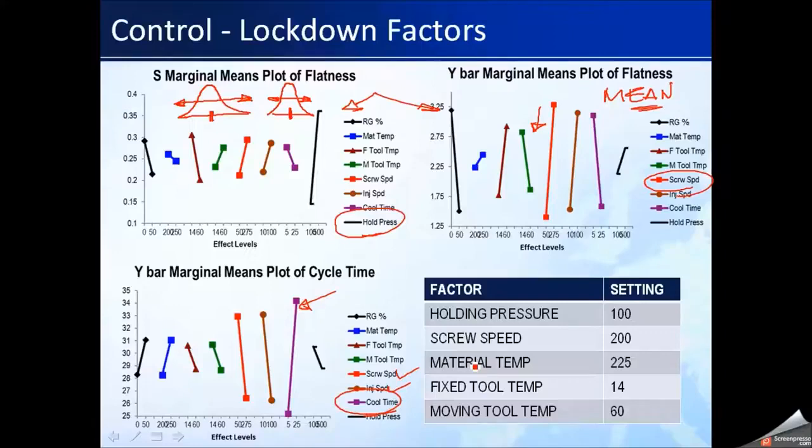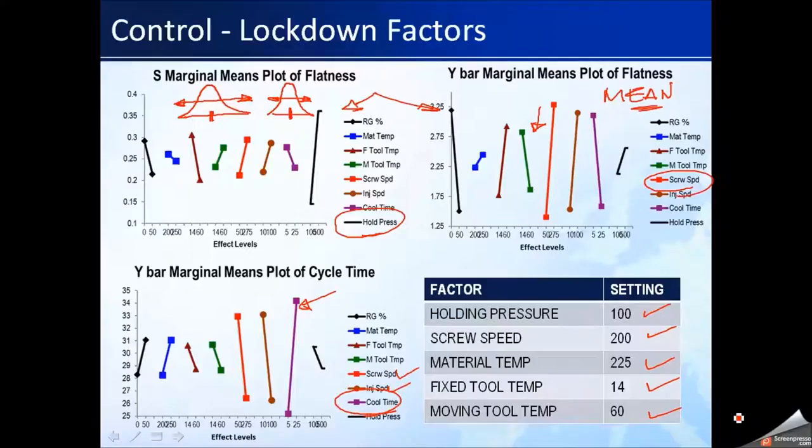So as a result of those simple graphs, they've decided on holding pressure at 100, because that was the release variability for flatness. Screw speed is at 200, material temperature 225, fixed tool temperature has gone to 14, and moving tool temperature has gone to 60. So they fixed 5 of the variables just using simple graphs. It only took them 12 tests to figure that out.